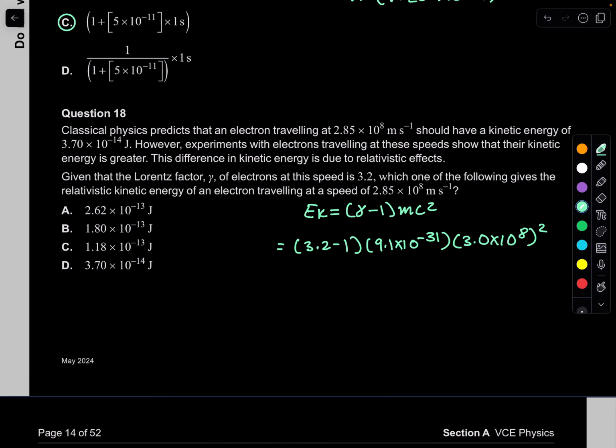So that's going to give me (3.2 minus 1) times 9.1 times 10 to the negative 31 times (3.0 times 10 to the power of 8) squared. That gives me basically 1.8 times 10 to the negative 13. Looks like B is your answer in this case. Times 10 to the negative 13 joules.